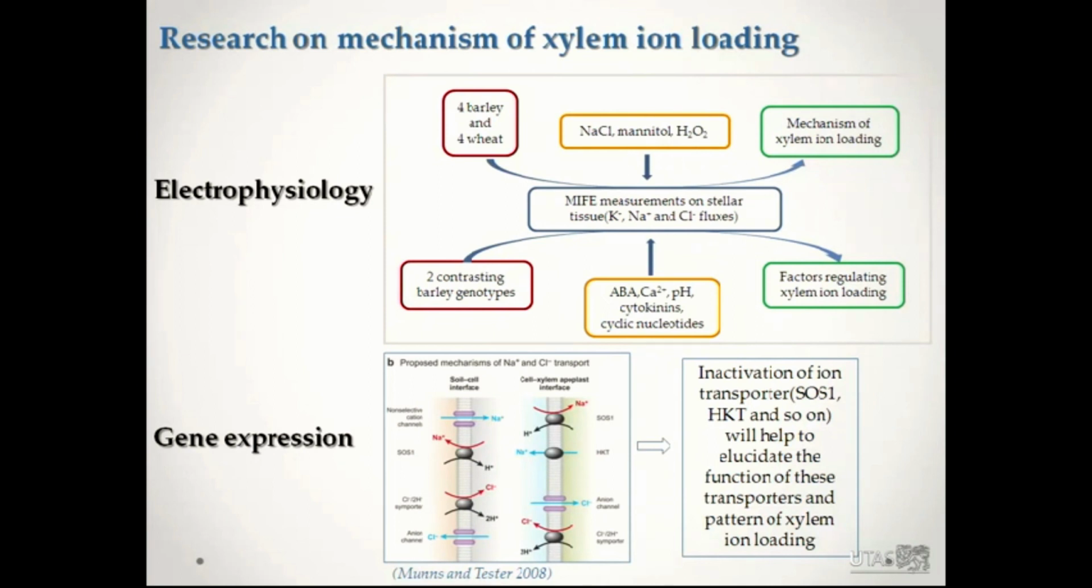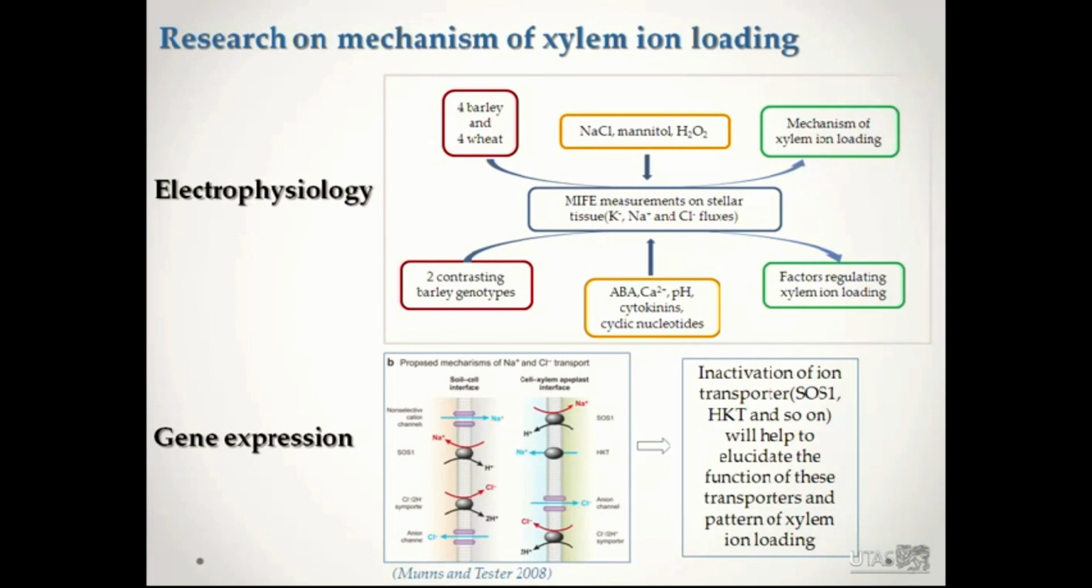To study which factors are regulating the xylem ion loading, we will choose the 2 contrasting barley genotypes and treat them with signaling factors like ABA, calcium, or pH, and so on. And we will determine the potassium, sodium, and chloride flux using the MIFE. Sorry, it's chloride, not chlorophyll.